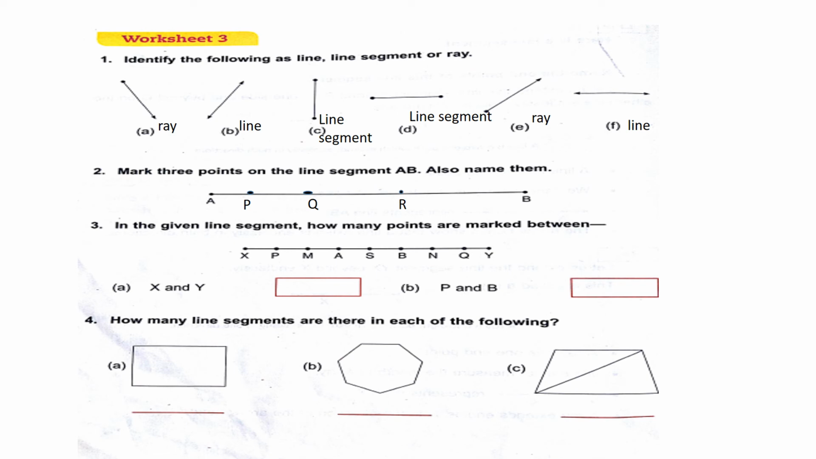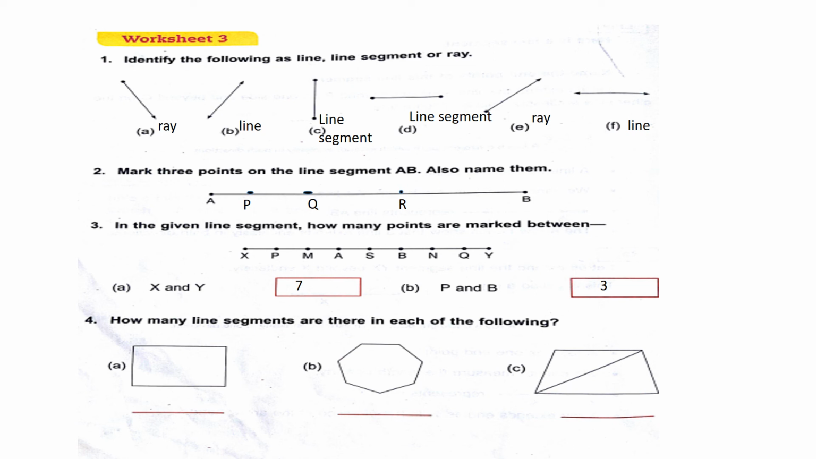Next question. In the given line segment, how many points are marked between A part? X and Y. Now count the points between X and Y, and these are 7 points. So write here 7. B part. P and B. Now count the points between P and B, and these are 3 points. So write here 3.